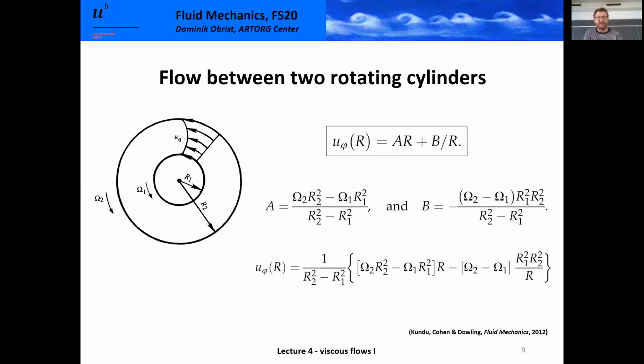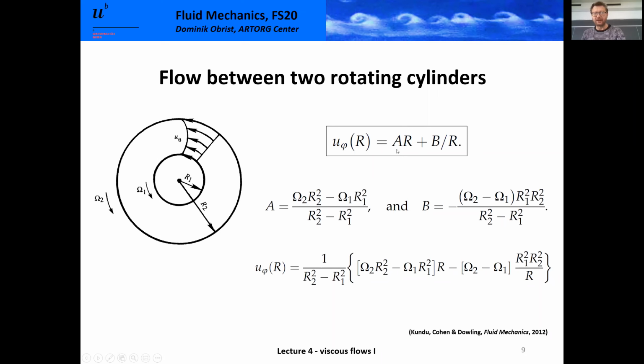And the interesting thing, and something I really want you to understand, is that the two fundamental parts of this solution, can you see my mouse pointer on the screen? Yes? Okay. One part of the solution is A times R, A being an integration constant given by the boundary conditions, and the second one is B over R, being the other fundamental solution. These are two well-known solutions that we talked about before in the lecture on flow kinematics, and we actually looked into this last week.